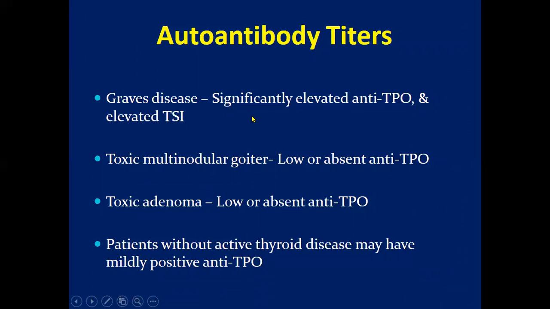The autoantibody titers are very significant. In Graves' disease there is significantly elevated anti-TPO and elevated thyroid-stimulating immunoglobulin. You have to remember this one. In toxic multinodular goiter, anti-TPO is low or absent. This differentiates between the two. In toxic adenoma, anti-TPO is low or absent. Now, if the levels are equivocal, not clear enough to differentiate between the two, then we have to go for these autoantibodies. Patients without active thyroid disease may have mildly positive anti-TPO.